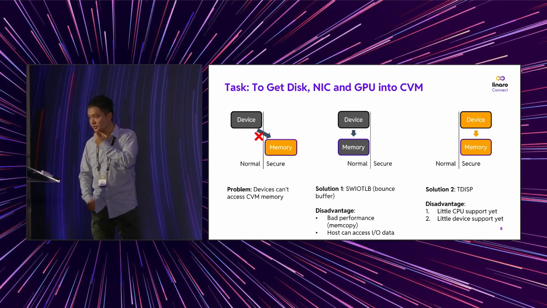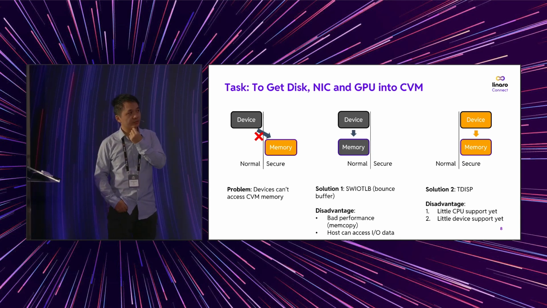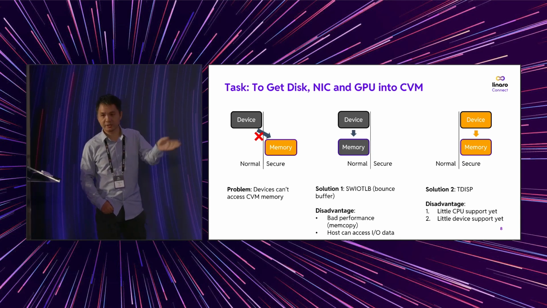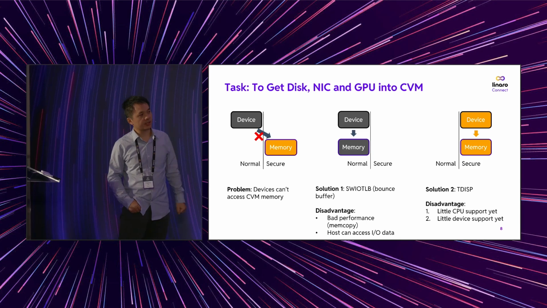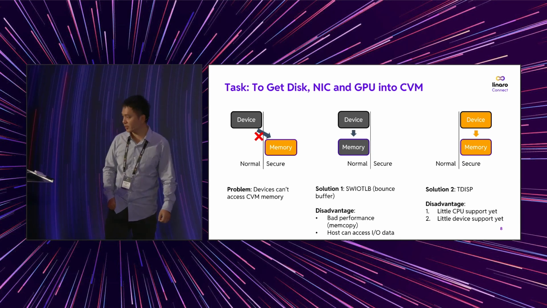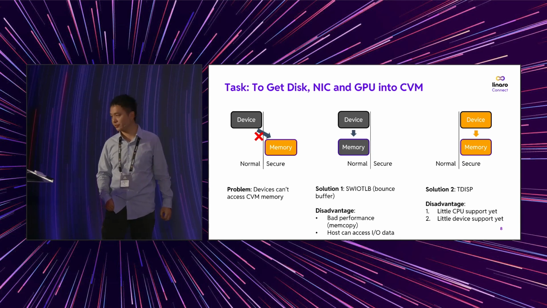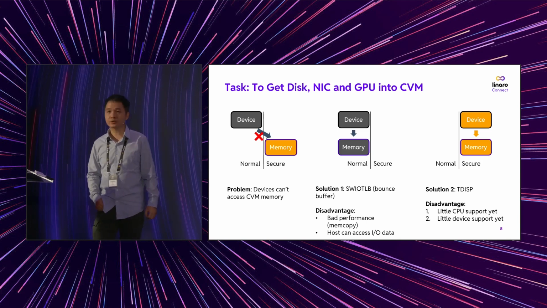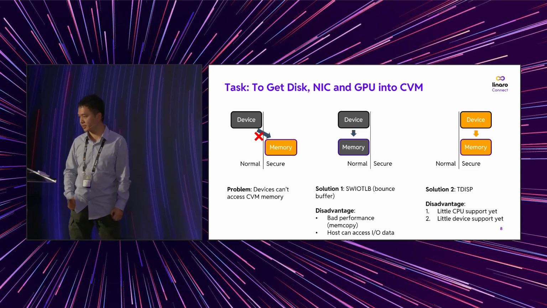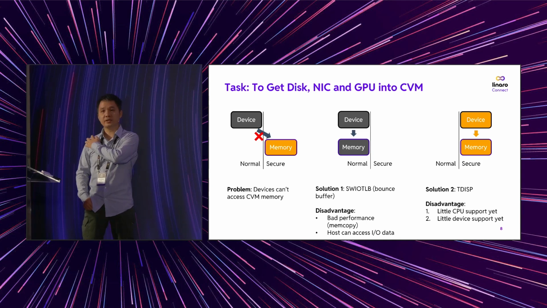So there are 2 ways. The first is to bring the memory to the normal world. If we bring the memory to the normal world, they can communicate, but the problem is it needs to be copied from the normal memory to the secure memory, which is in the CVM. We call it a bounce buffer. It incurs some performance overhead, and also the host can access this bounce buffer, so everything needs to be encrypted, and in this case, using CPU resources.